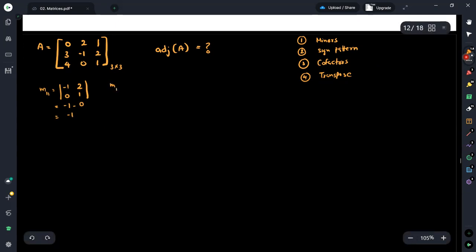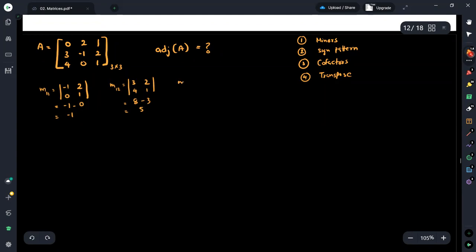Then we can take the value for M12. M12 means first row, second column. Then you have to select the element there, cut down the row and column associated with that element. Then we have to take the determinant of the remaining elements. It is 3, 2, 4 and 1. The multiplication gives the value as 3 minus 8, which equals minus 5.